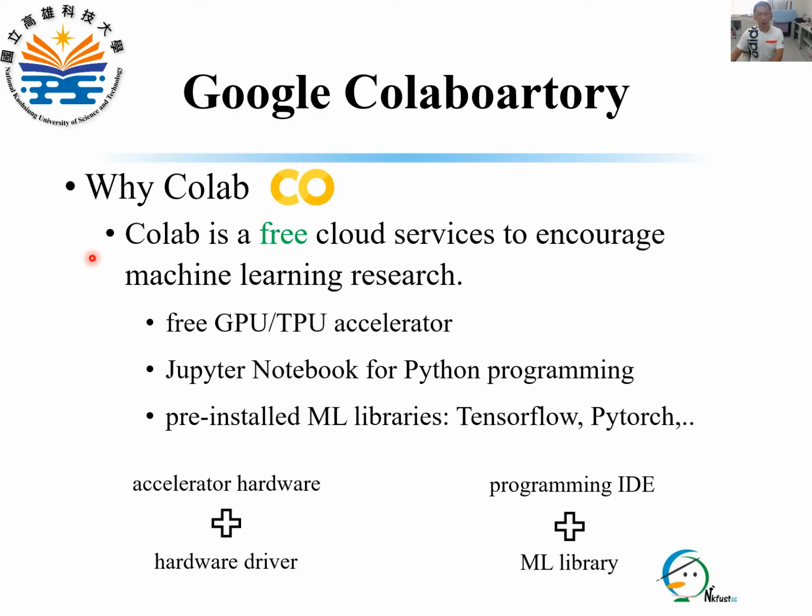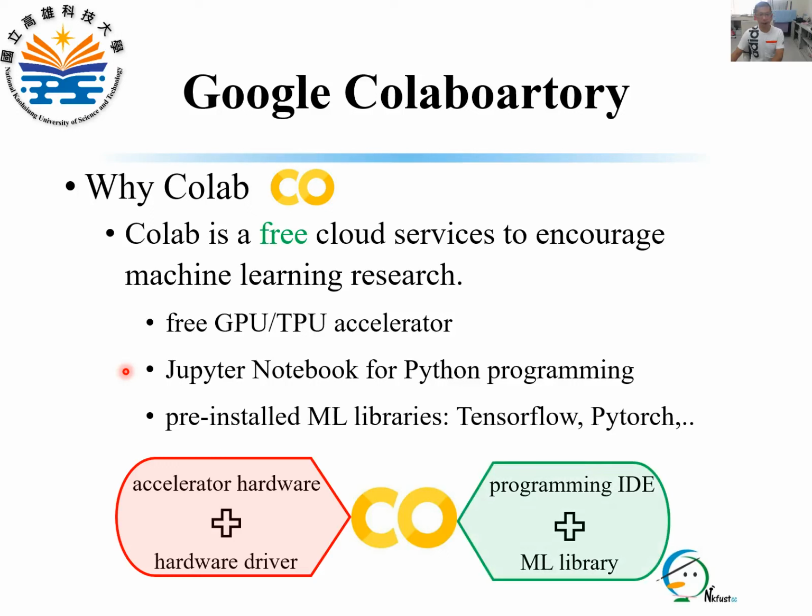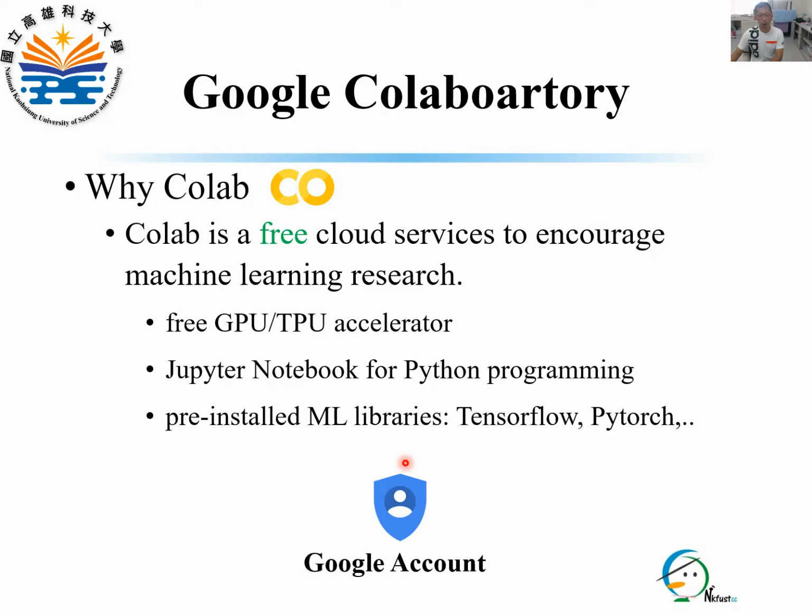Colab is a free cloud service to encourage machine learning research. It has free GPU and TPU accelerators. It also provides Jupyter Notebook for Python programming and pre-installed ML libraries such as TensorFlow and PyTorch. In other words, Colab provides a free environment for machine learning. Therefore, by using Colab for machine learning, the only thing you have to do is registering a Google account.